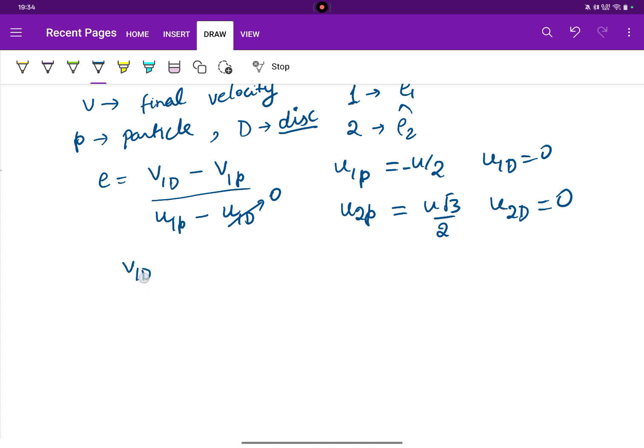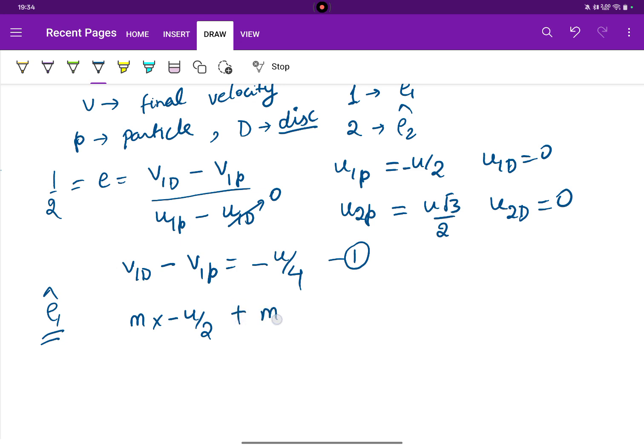So you will have the equation v1d minus v1p is equal to e, which is half, times minus u by 2. This is your first equation. Now in the e1 direction, energy is not conserved, sorry, momentum is conserved. So again, the initial momentum in the e1 cap direction is m1 u1p, that is minus u by 2, plus m2, which is the same, into u1d, that is 0.